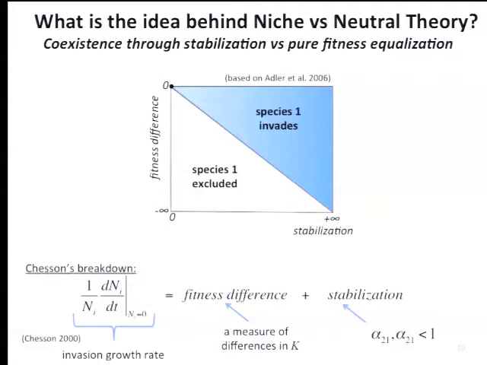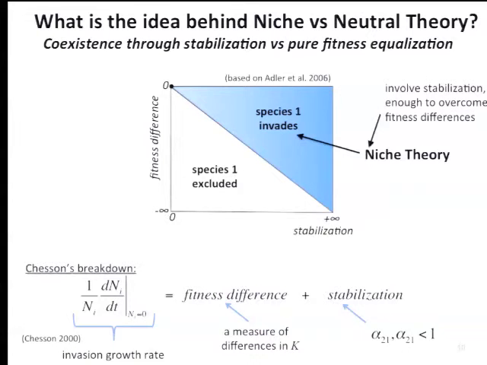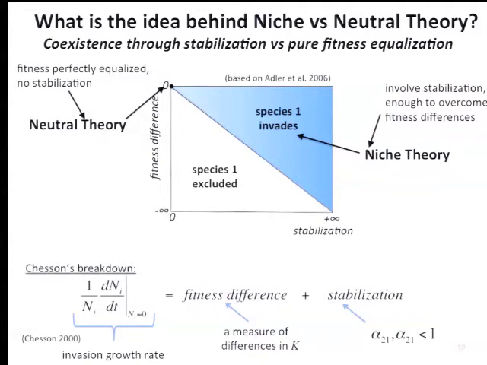And so we have this fitness differences term. We can organize all coexistence mechanisms on these two axes involving the amount of fitness differences and the stabilization. And when stabilization overcomes fitness differences, we get species being able to invade from low abundance. And in the other case, they're excluded. So the niche case is where stabilization would tend to overcome fitness differences. And the neutral case is really just this upper left corner where species are coexisting purely due to fitness equalization.